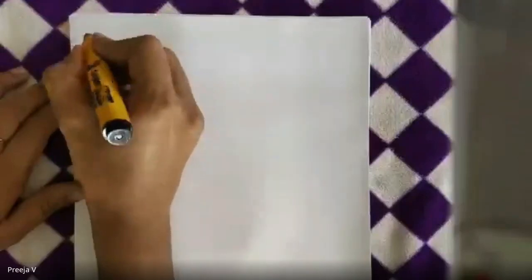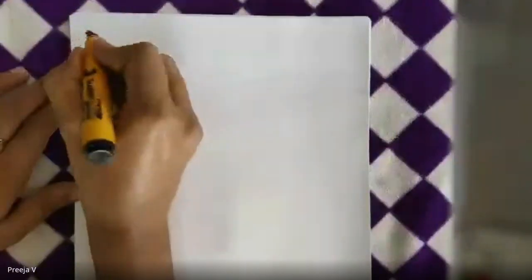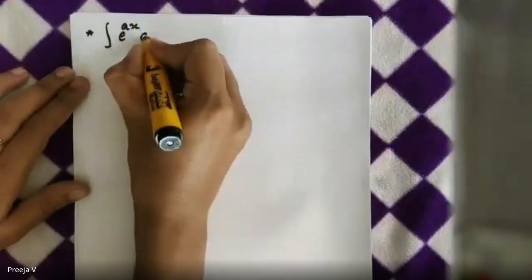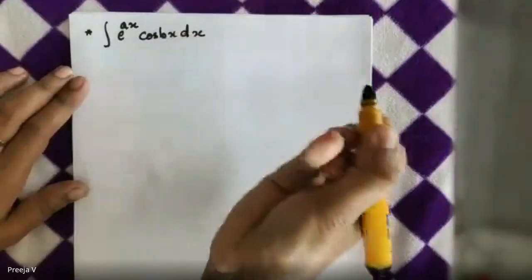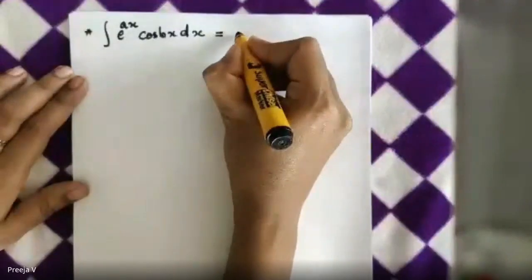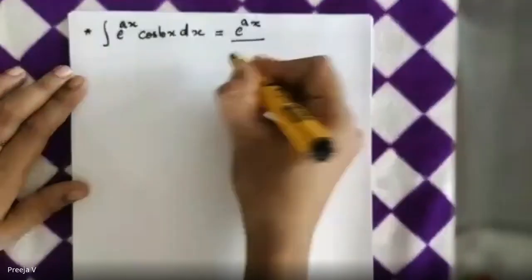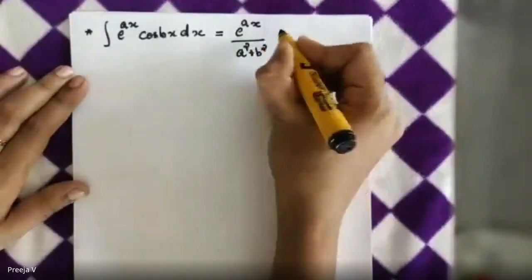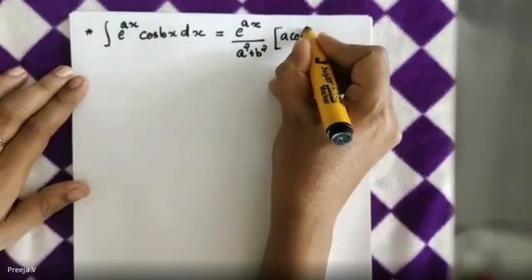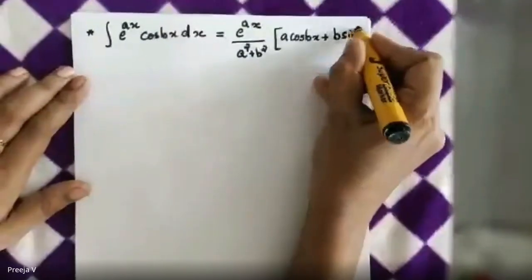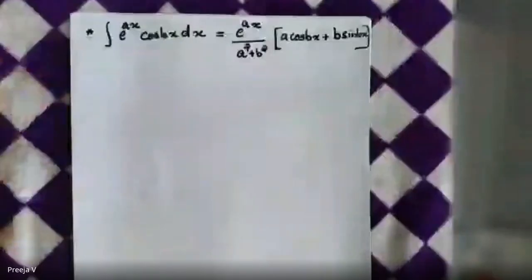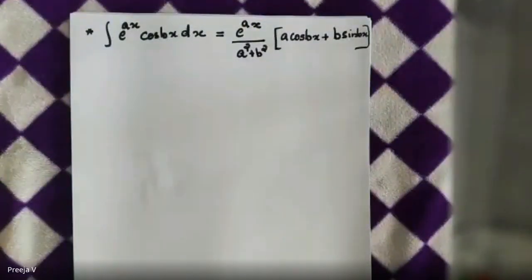Okay, so for exponential function and trigonometric function we have formulas. Exponential function with cosine function, exponential function with sine function. So the integral of e raised to ax cos bx dx, an exponential function times a cosine function, is e raised to ax divided by a square plus b square, into a cos bx plus b sin bx. This is the formula to find integrals of the form integral e raised to ax cos bx dx. Here a and b are constants, plus the constant of integration.